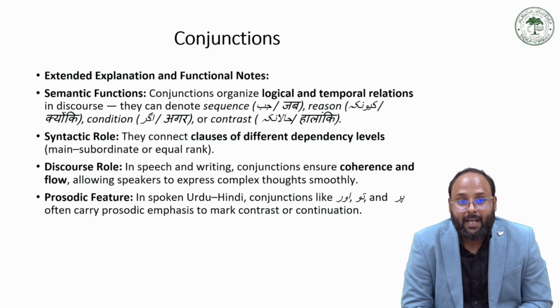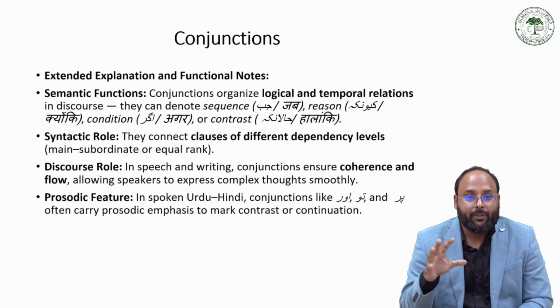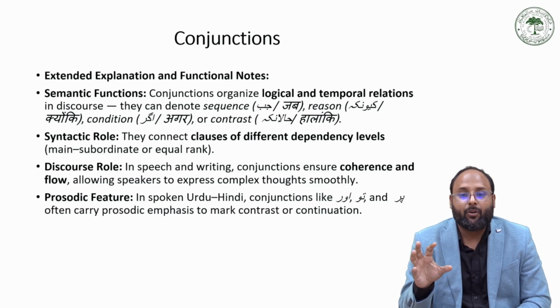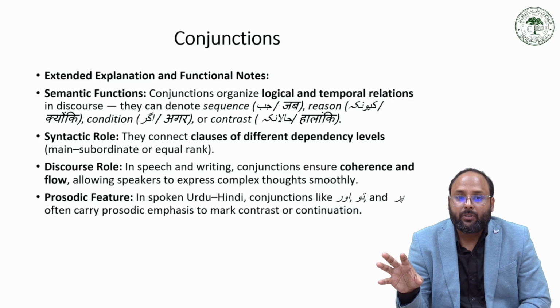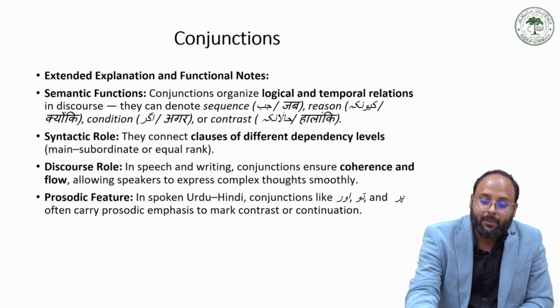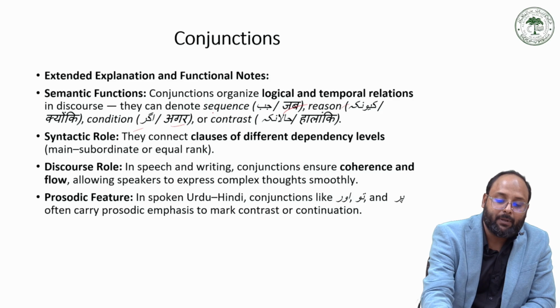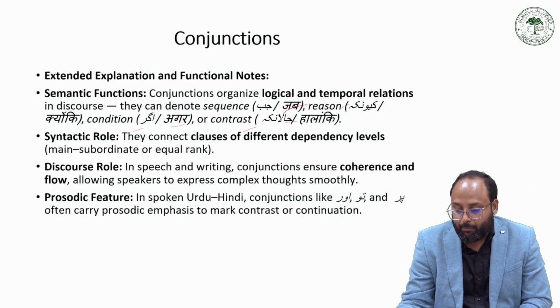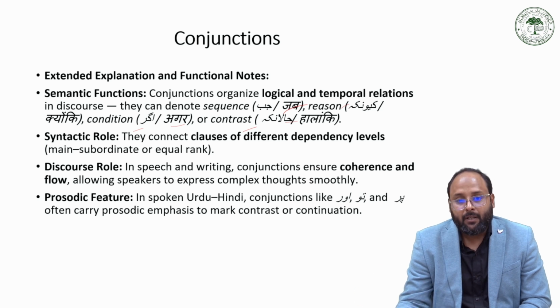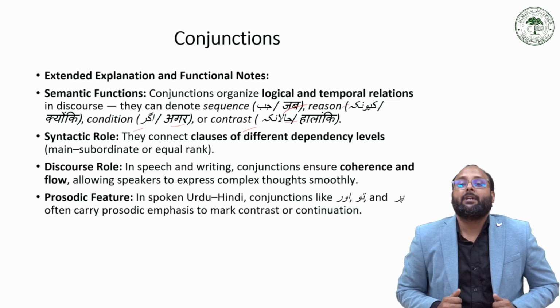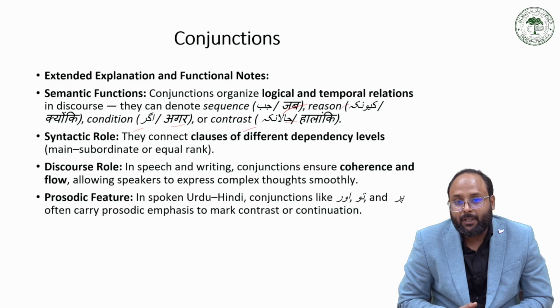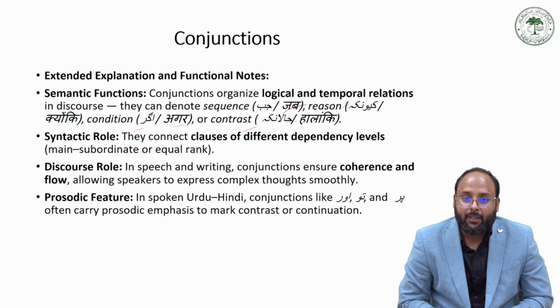So in the extended explanation, they add some semantic function also. Conjunctions organize the logical or temporal relation in discourse. They can denote sequence by jab, reason by क्योंकि, condition by अगर, contrast by हालांकि. मैं वहां पहुंच गया हालांकि मैच शुरू नहीं हुआ था. So it gives the meaning of contrast, condition. अगर तुम आओगे तो मैं ऐसा काम करूंगा. Reason: क्योंकि वो नहीं पास हुआ क्योंकि उसने नहीं पढ़ा था. जब, the meaning of sequence: तुम जब आओगे तब वहां चलेंगे.